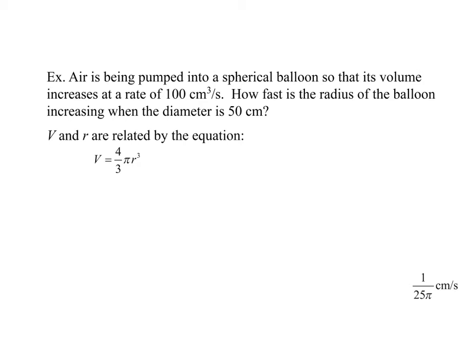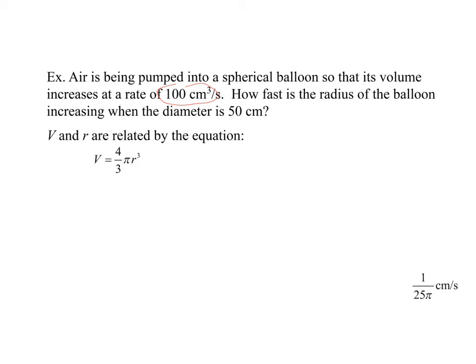So this next question is similar, except it's a volume. So we have a spherical balloon, and we're going to be pumping in air. So they give us a rate of volume. So the 100 would be our dV/dt. So now what we have to do is calculate the dr/dt.